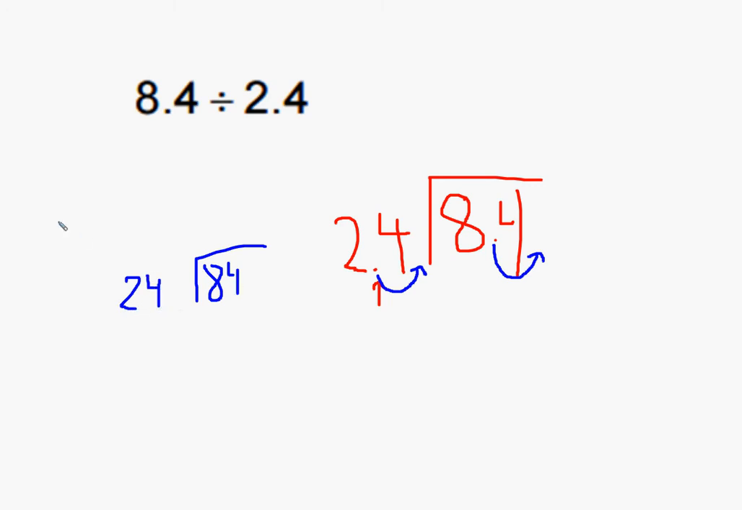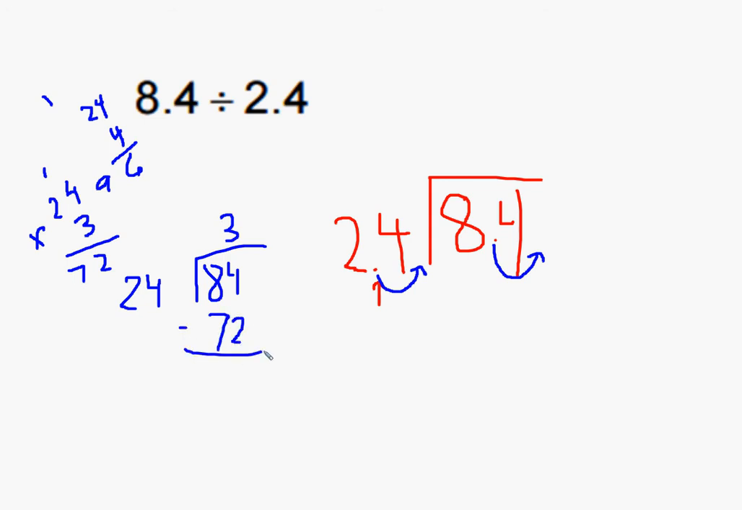Now 24 goes into 84, I believe, 3 times, but let me check that. 4 times 3 is 12. 3 times 2 is 6, plus 1 is 7. And if I multiply 24 times 4, I would get 4 times 4 is 16. 4 times 2 is 8, plus 1 is 9. So 4 is too much, so it goes in 3 times. So then 3 times 24 is 72. And then I subtract, and I get 12.